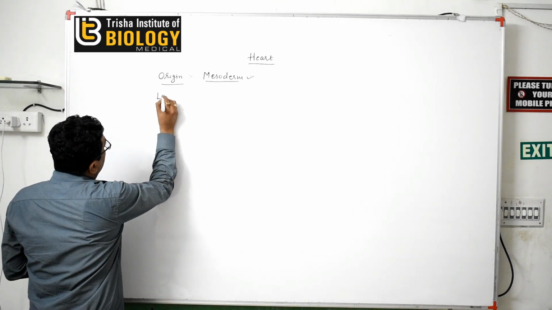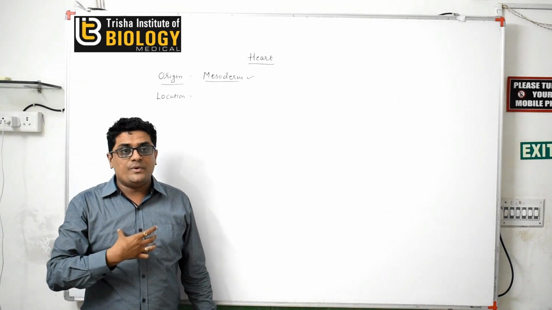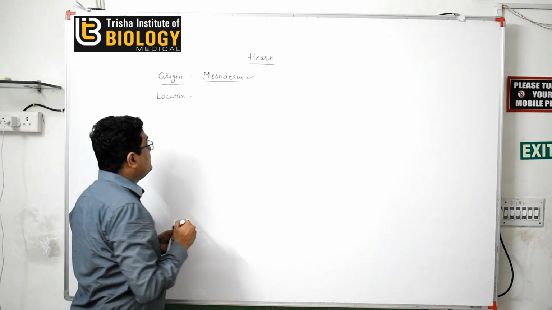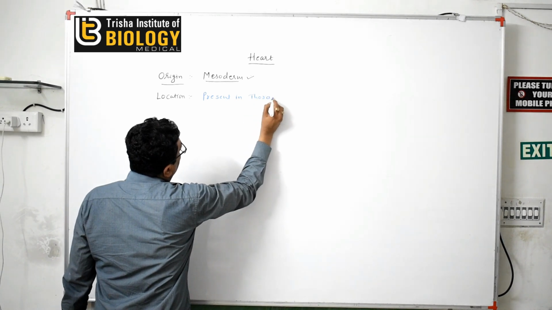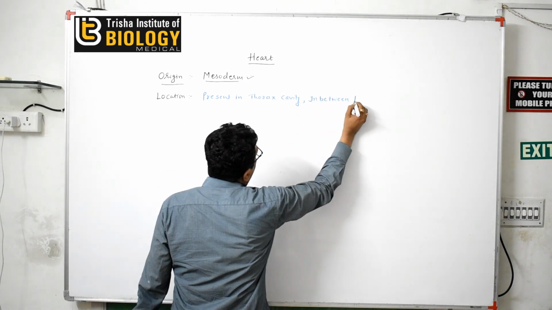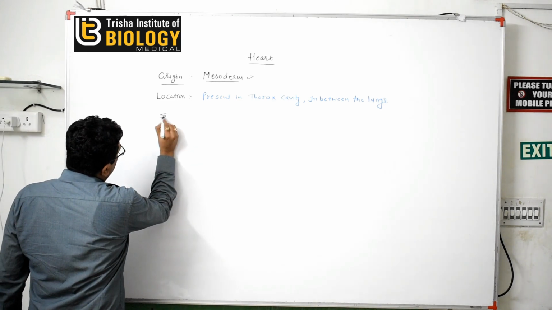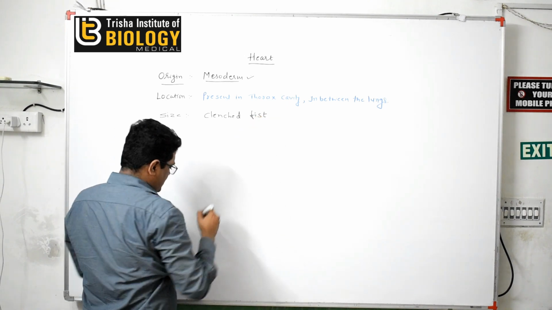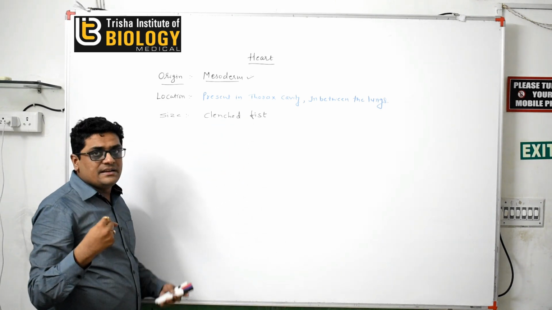The second one is the location of the heart. We all know that the heart is located in the thorax cavity, in between the lungs. In between the lungs there is a muscle mass known as the mediastinum, where the heart is present. The size of the heart is a clenched fist. If you close your fist, whatever its size is, that is your heart size. So the size of the heart is a clenched fist.